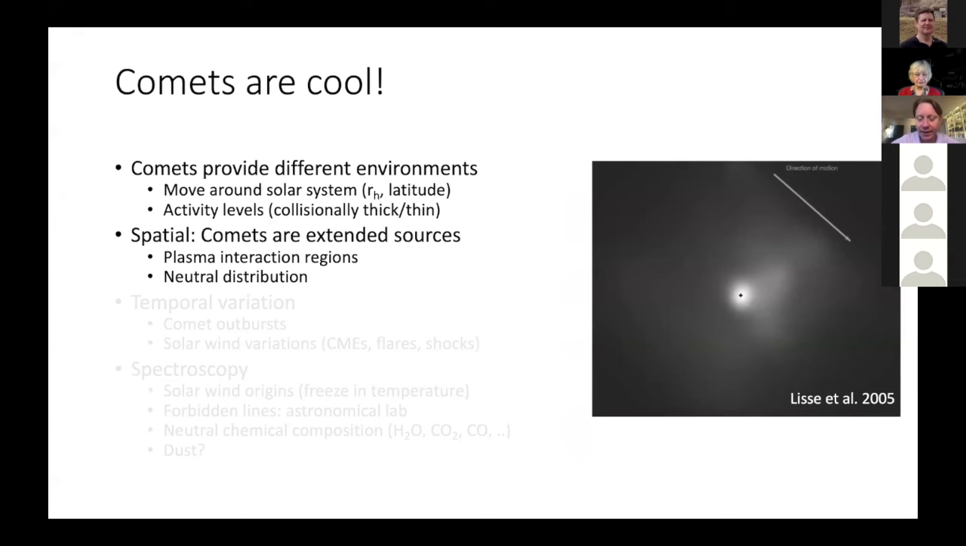The second thing is that comets are extended sources as opposed to point sources. And that means that you can do all sorts of investigations where you look for plasma structures. You can see how the solar wind moves through a cometary atmosphere, but you also can see the neutral distribution. And there's a blurry picture here. This is Comet Encke. And what you see towards the right is a fan of neutral gas that is blowing out of the nucleus.